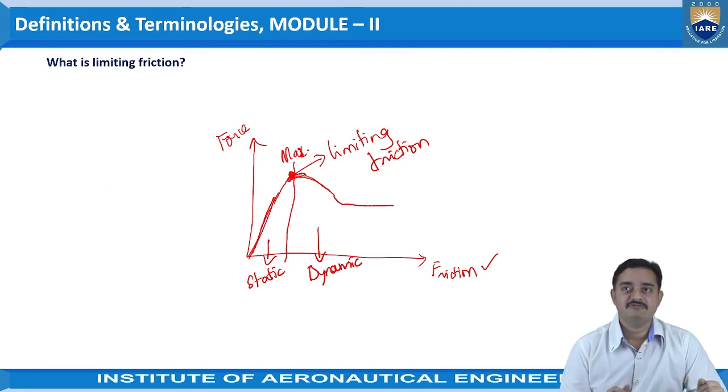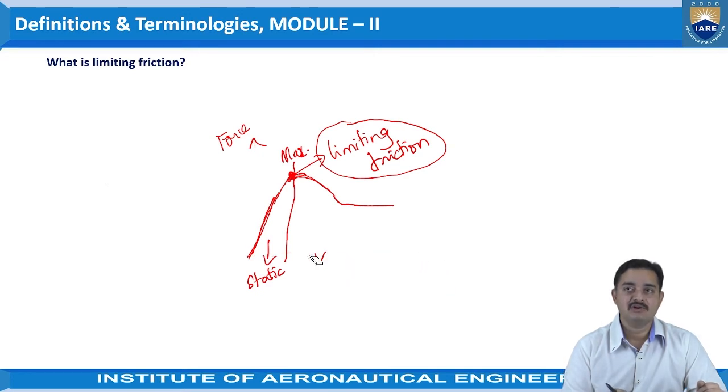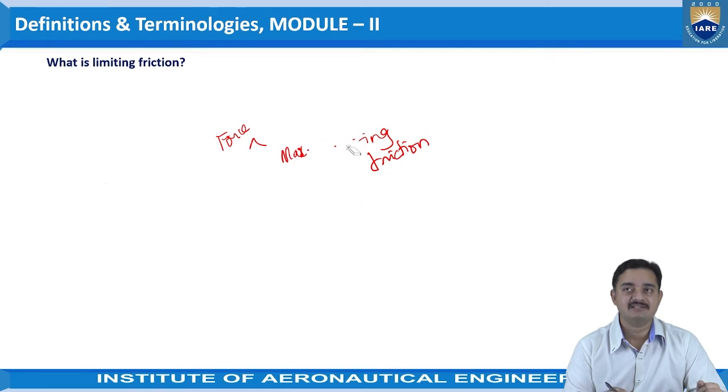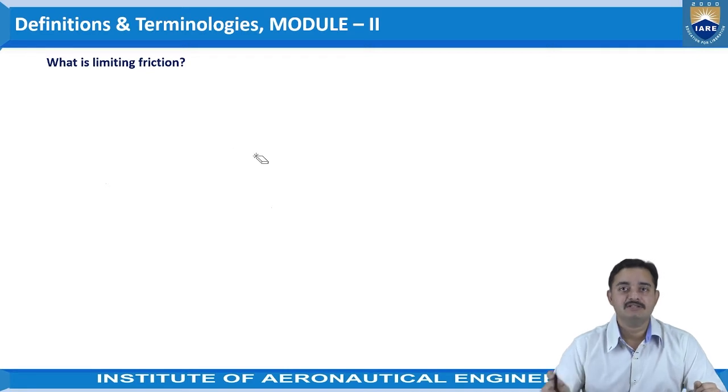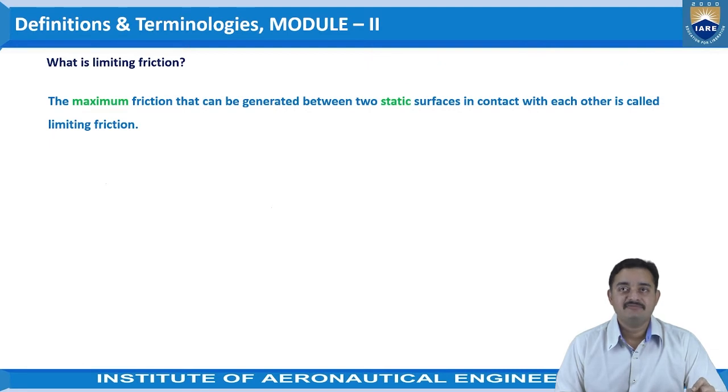So this is the case where the limiting friction is seen. Limiting friction is the condition where, after the limiting friction point, the object starts to move. The point where the object will tend to move is called the limiting friction. It is the maximum applied force in the static condition of the two bodies in contact. So let us see the definition. The maximum friction that can be generated between two static surfaces in contact with each other is called limiting friction.